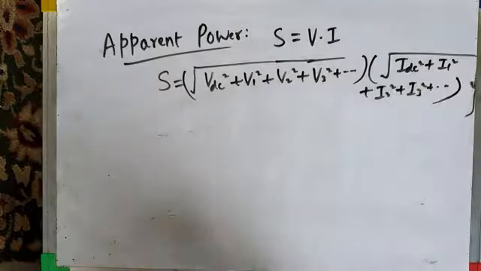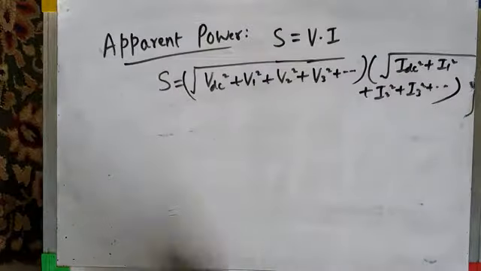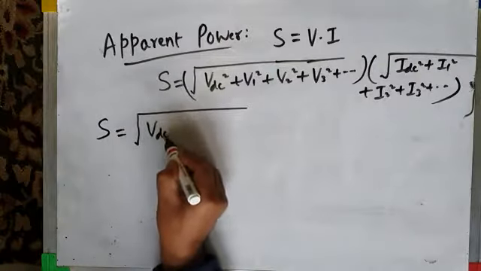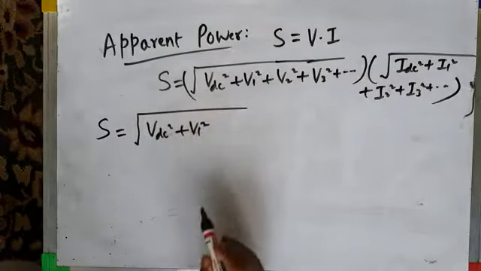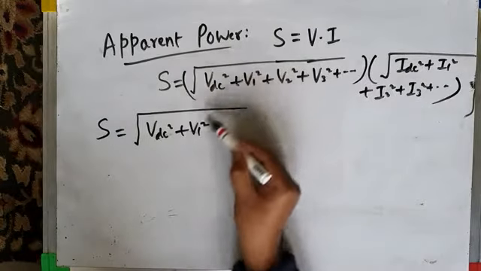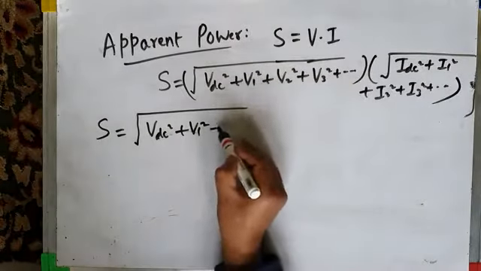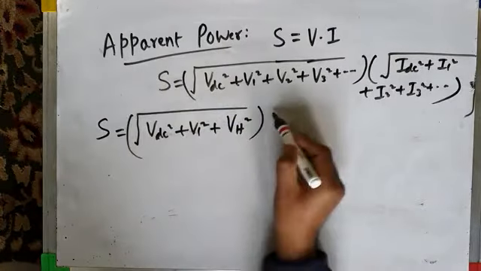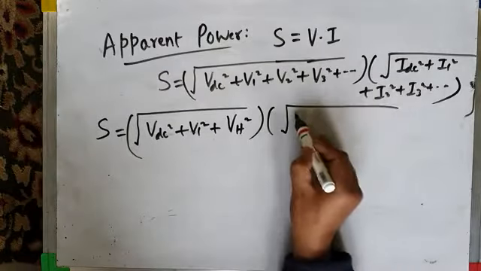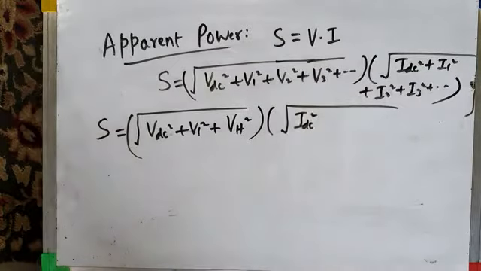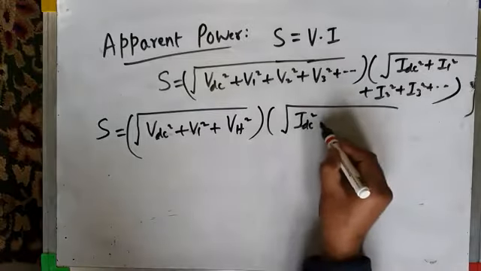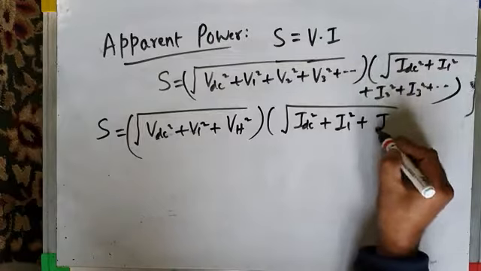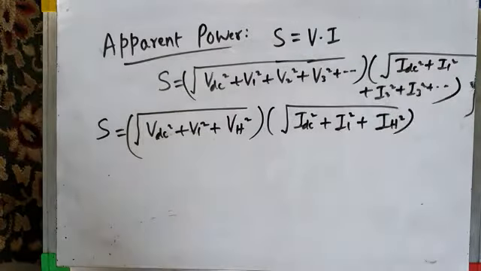plus so on. Simple. So I can also write S is equal to the square root of VDC square plus V1 square. This is the DC offset. This is the fundamental component. And what are these? These are harmonic components. So plus VH square. H stands for harmonic components. Multiplied by, similarly here I can write the DC offset in the current, IDC square, plus the square of the fundamental component of current, plus what are all these? These are harmonic components of current, IH square.